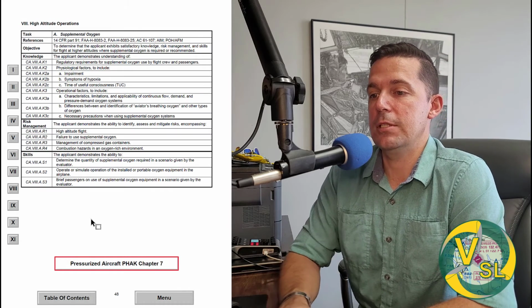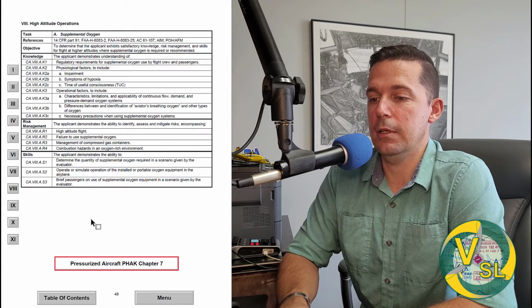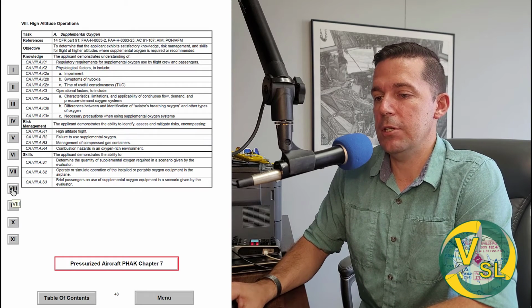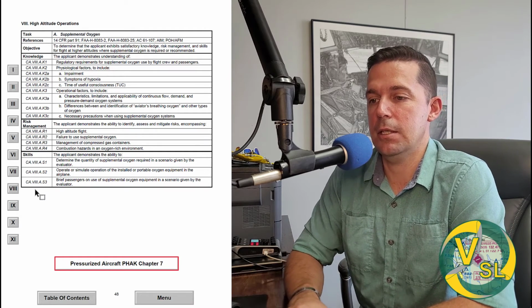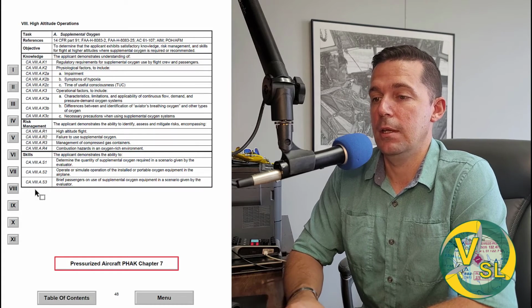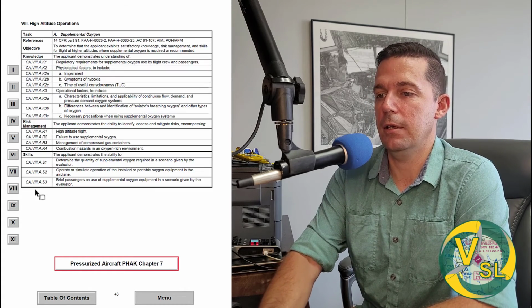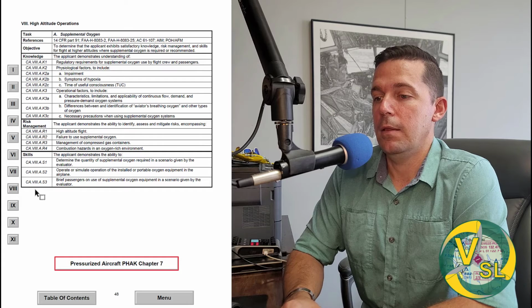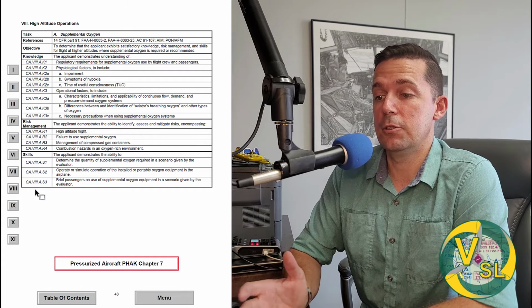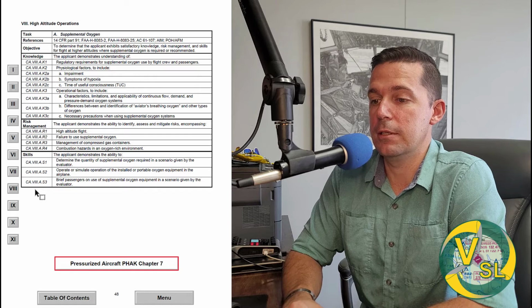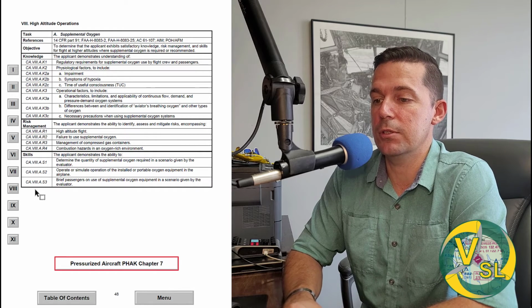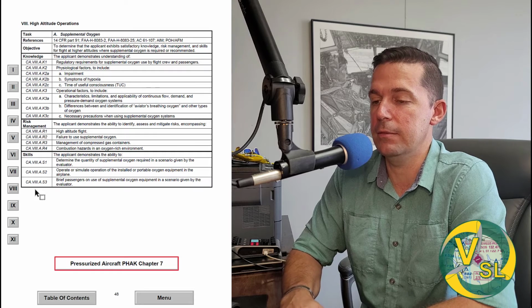All right, that brings us to a conclusion of Area of Operation 7. So Area of Operation 8 is supplemental or high altitude operations. And I believe we just have 2 tasks here. Yep, 2 tasks. Task A is supplemental oxygen. We have 3 skills. Skill 1, determine the quantity of supplemental oxygen required in a scenario given by the evaluator. Skill 2, operate or simulate operation of installed or portable oxygen equipment in the airplane. Skill 3, brief passengers on use of supplemental oxygen equipment in a scenario given by the evaluator.